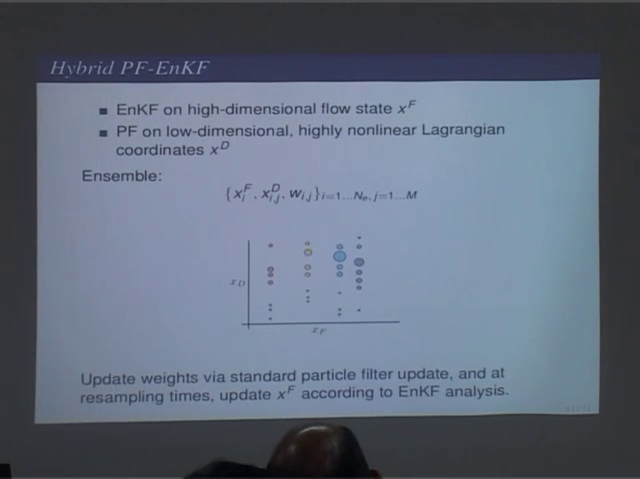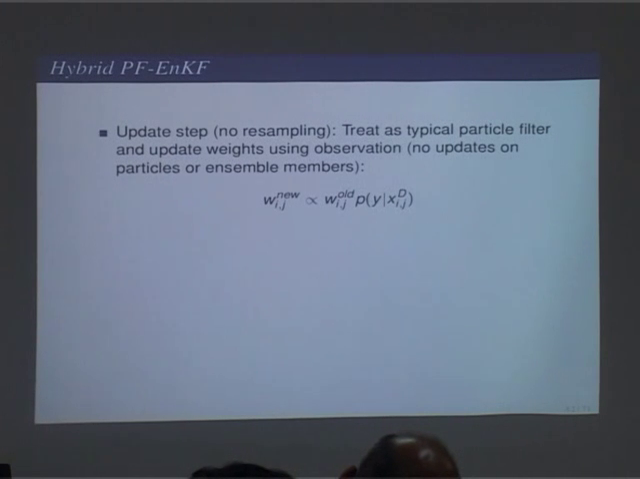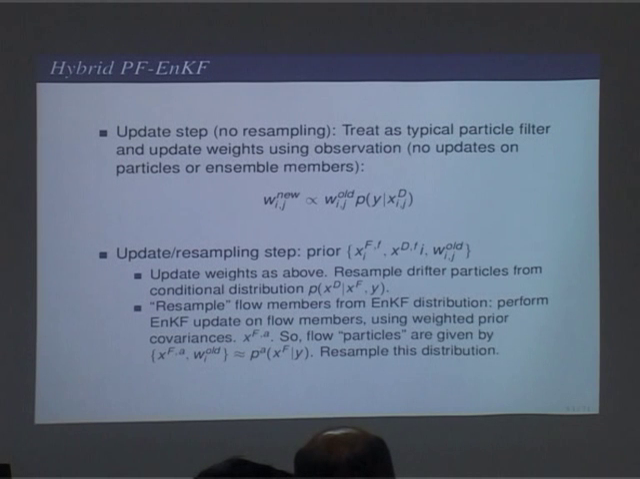And basically, between resampling steps, we just treat this as a particle filter. That's fine, but once we need resampling, we have a 2-step process. So we resample the drifter coordinates. Every drifter lives in one of the copies of the flow, so subject to the flow it's in. But we resample the drifter coordinates according to that posterior distribution using the observation. But that's not what we do with the flow members.